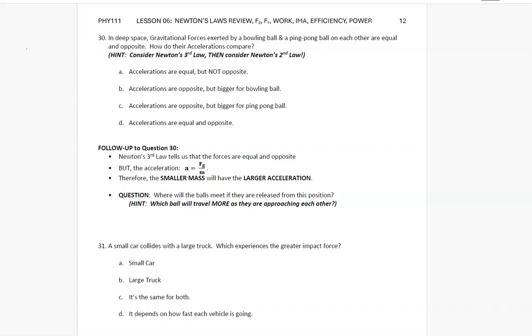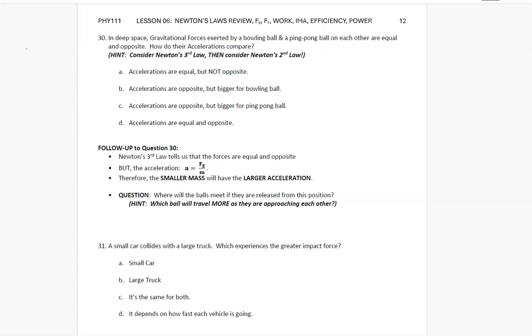All right, number 30. In deep space, gravitational forces exerted on the bowling ball and the ping pong ball are equal and opposite. We already know that. How do the accelerations compare? Now, we've already determined that the forces are absolutely identical because of Newton's third law. But does that mean the accelerations are identical? No. And here's the reason.